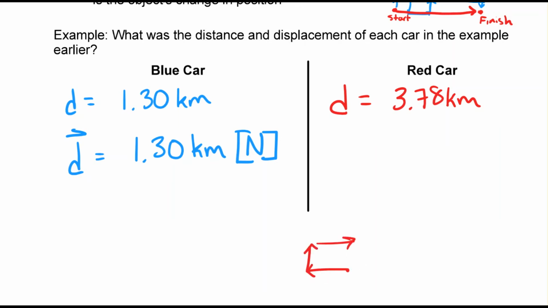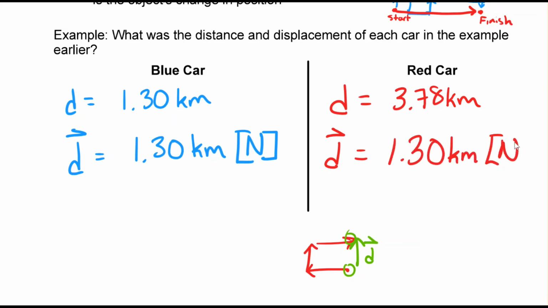And so really, from start to finish, that red car just went from here to here. It went that far. That was the displacement. And so the red car's displacement is going to be the same as the blue car's displacement, since they started and finished in the exact same spots. And so the displacement of the red car is also going to be 1.30 kilometers north.